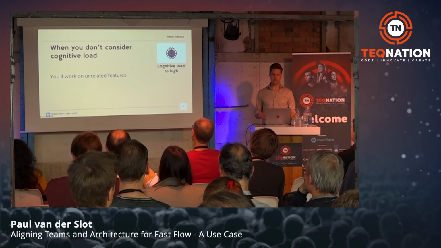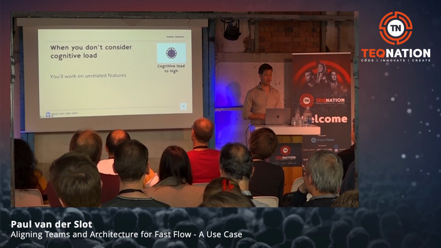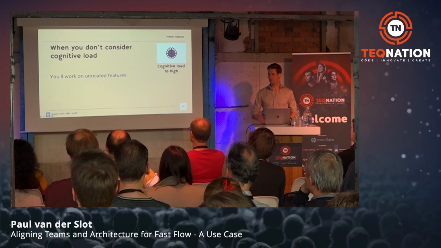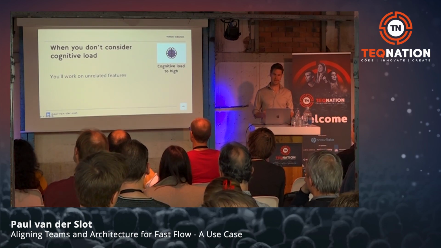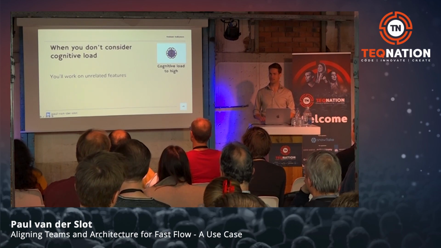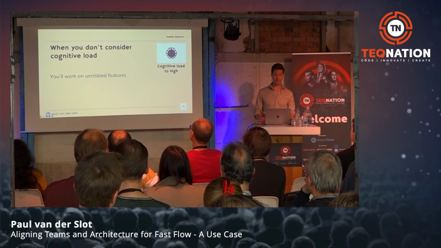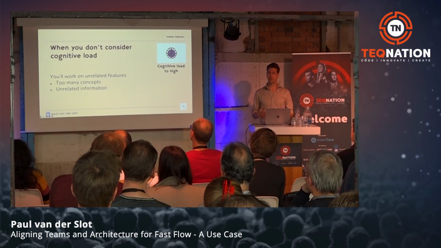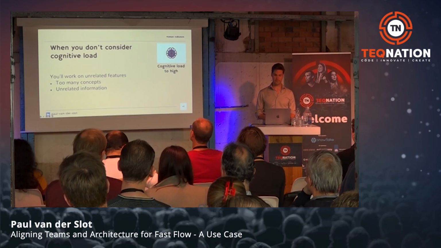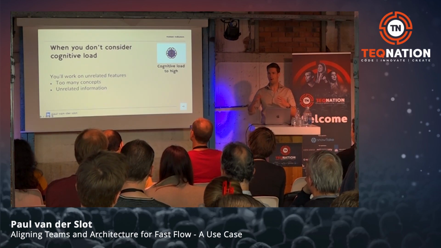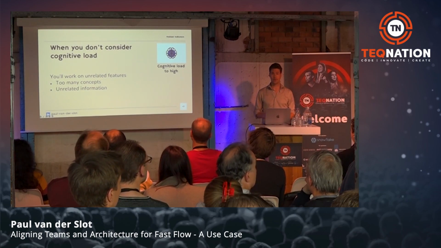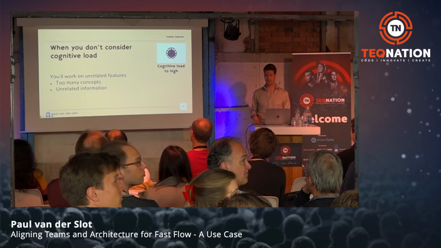And when you don't consider cognitive load as an important thing, you'll spread teams across domains thin. So what I mean by that is that you work on different domains on different features. And those are probably unrelated features. And what you will notice then is that there are too many concepts you need to be aware of. You have to understand all of the things on different areas. And it's also a lot of unrelated information.